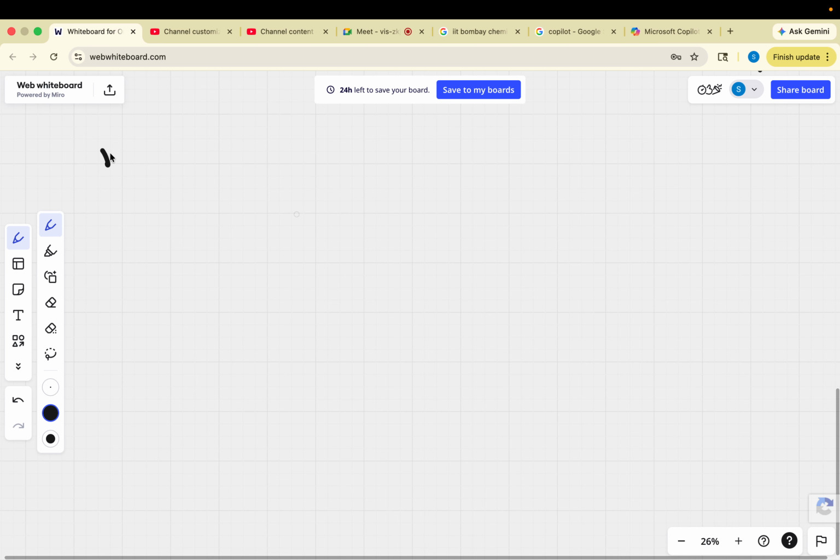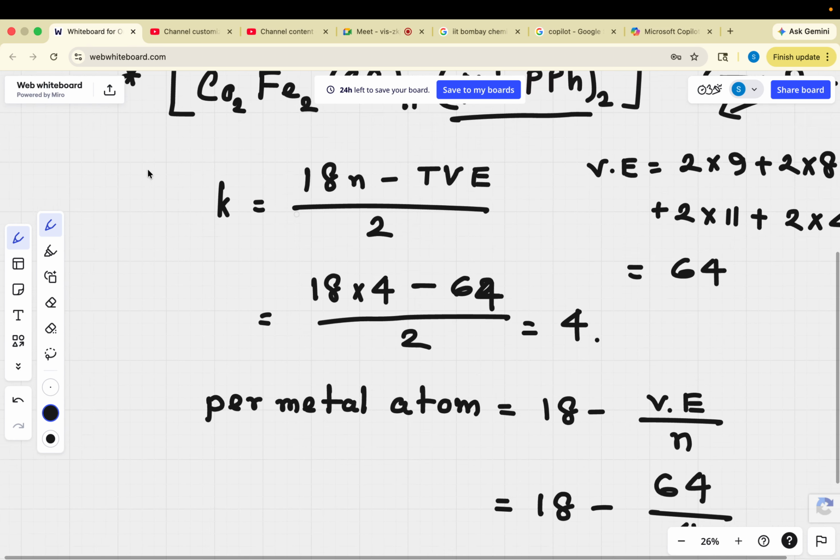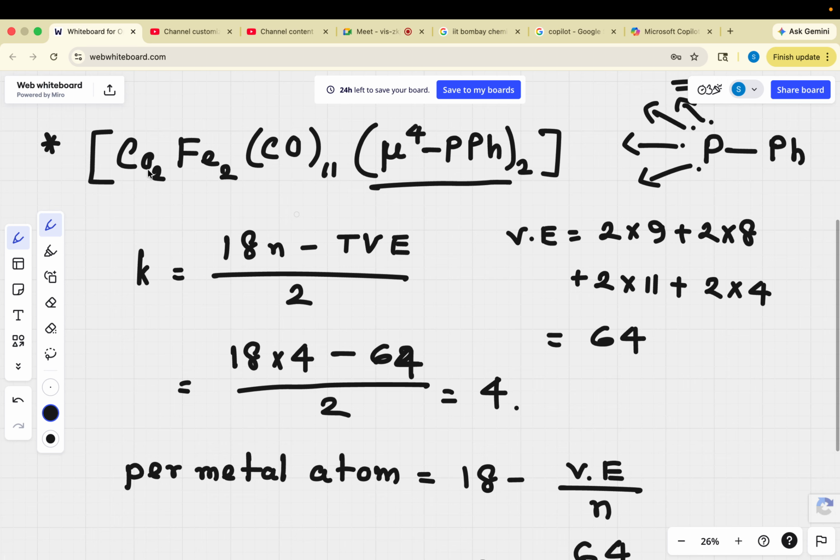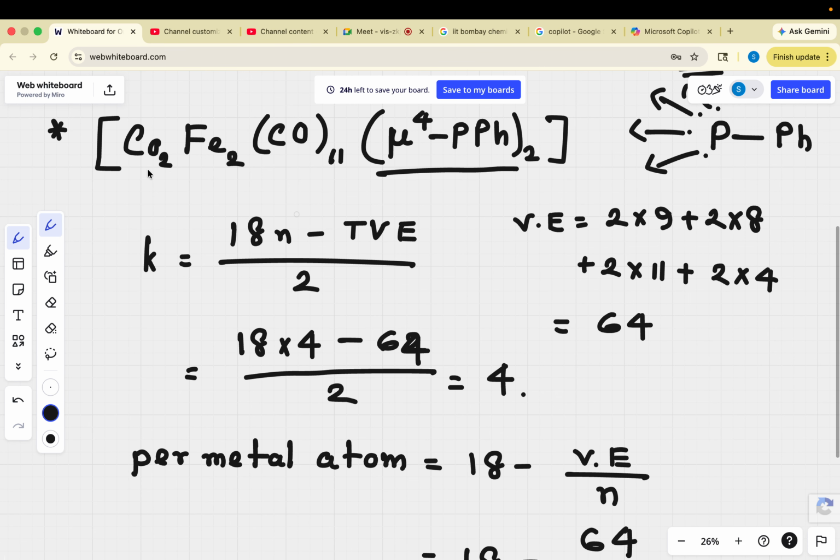Sir, this calculation is neutral method or ionic method? Neutral method. We are considering the neutral method here. Ionic means you have to consider the positive charge and negative charge. Negative charge means you have to add electron. Positive charge means you have to subtract electron. But when you are considering the neutral method, cobalt is 3d7 4s2, so in total you have 9 electrons. Iron is 3d6 4s2, so in total you have 8 electrons.